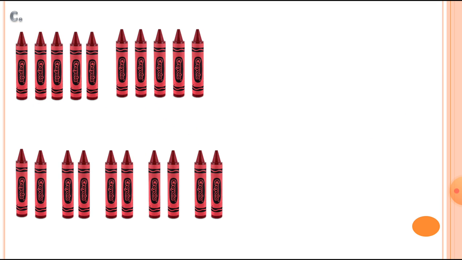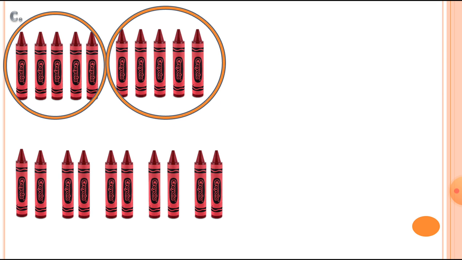First of all, let's make the groups first. Group 1, group 2. So total there are 2 groups. And how many crayons in each group? Let's count, 1, 2, 3, 4, 5. 1, 2, 3, 4 and 5. Each group has 5 crayons.